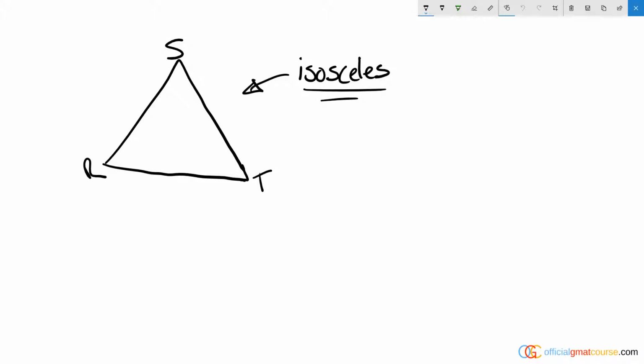Right, so in isosceles triangle RST, we're looking for the measure of angle S. Now, the definition of isosceles means at least two sides and two angles are equal to each other, which means it could actually be an equilateral triangle and still be considered an isosceles triangle.